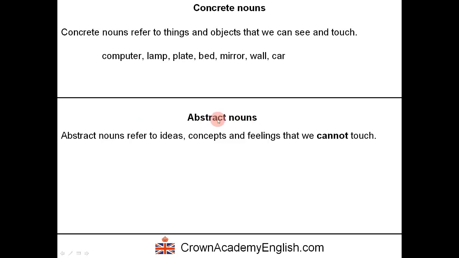But abstract nouns, on the other hand, refer to ideas, concepts, and feelings that we cannot touch. Okay, very important. So these are not physical objects. Examples: intelligence, belief, faith, courage, freedom, romance, justice. So I'm sure you all understand these are ideas and concepts and feelings. You can't see them. So we say that they are abstract nouns.